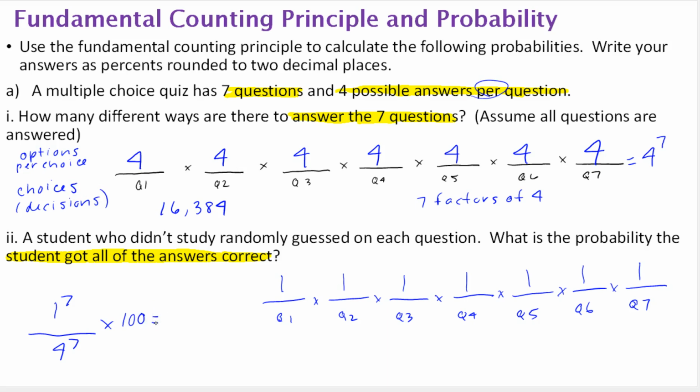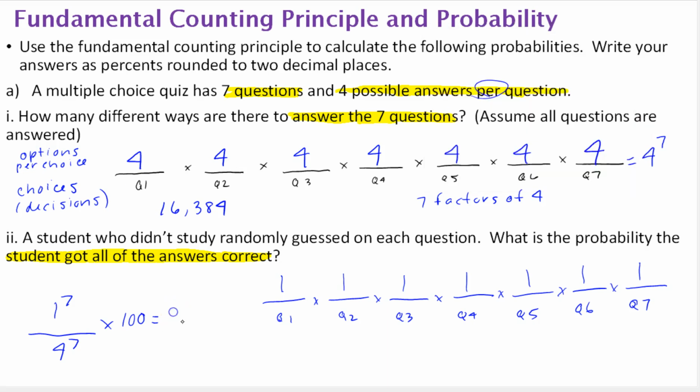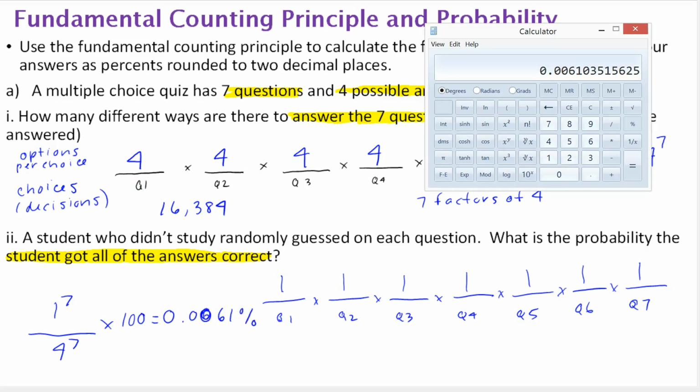And sometimes when we see that, we think it needs to be changed from a decimal to a percent, but this is actually a percent. So 0.0061%. Okay, so that's the probability if you randomly guess of getting 100% on the quiz. Let's look at the next one.